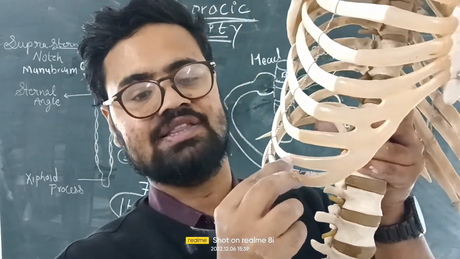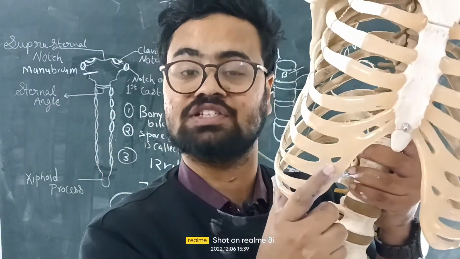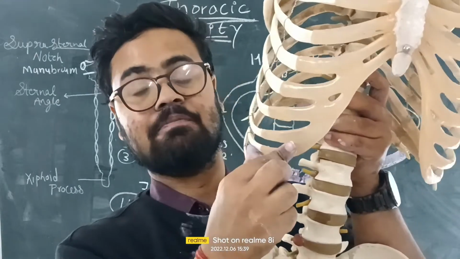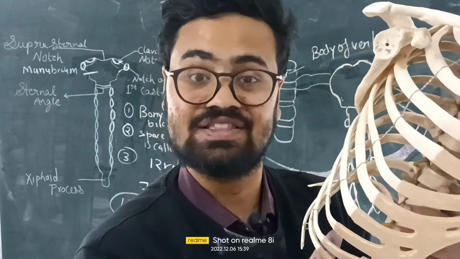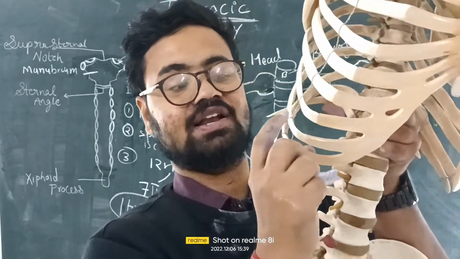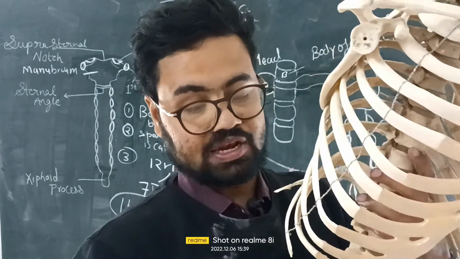Same goes for the 9th rib. This 9th rib is also attached to the costal cartilage of the 7th rib, and this 10th rib is also attached to the costal cartilage of the 7th rib. So therefore 8th, 9th and 10th ribs are called the false ribs.